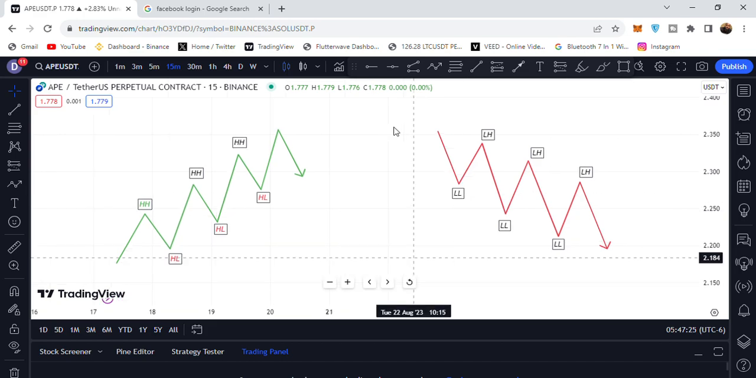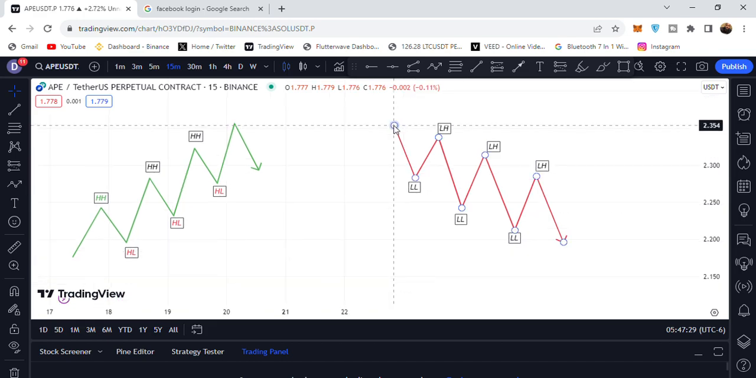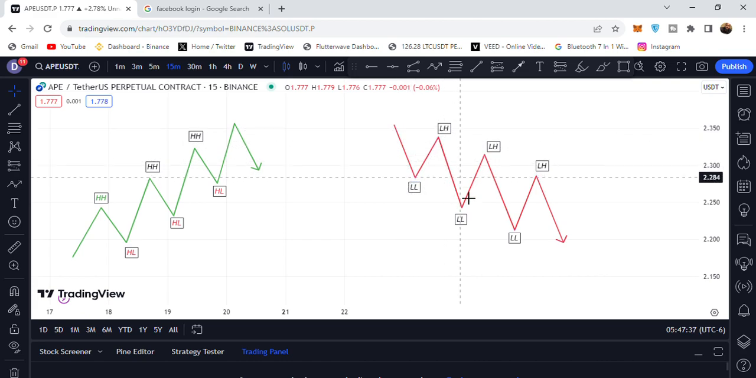As you can see on the downtrend here, we have the higher highs, higher low, price came down, higher low, lower low, sorry, lower low, lower high, lower low, lower high. Now this is a lower high because it's lower than the previous high. Lower low, lower high, lower low, lower high.